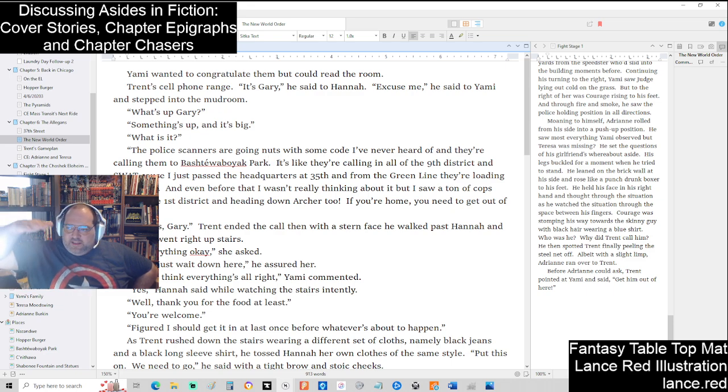So the Green Line train overlooks the 35th Street station. And that's something, if you've been to Chicago, I didn't just make that up for the book. I like reading stuff set in Chicago, so if you've been around, you're going to be well oriented with the stuff that I write. And even before that, I wasn't really thinking about it, but I saw a ton of cops leaving the 1st District and heading down Archer to, if you're home, you need to get out of there.